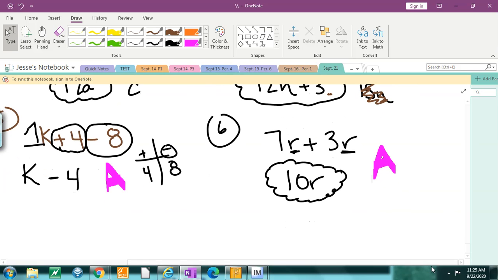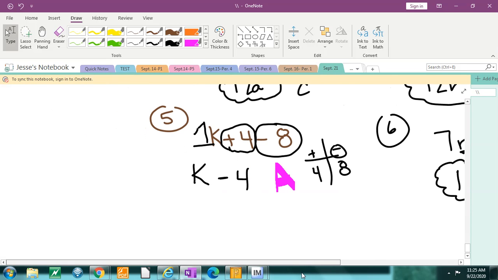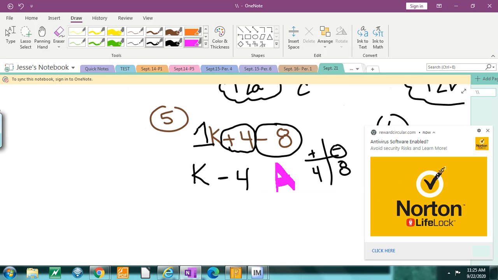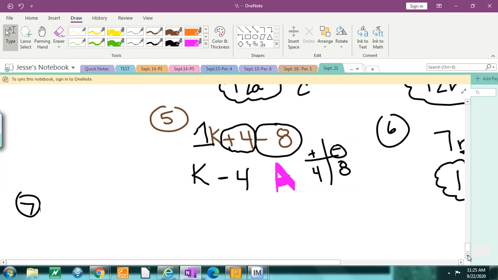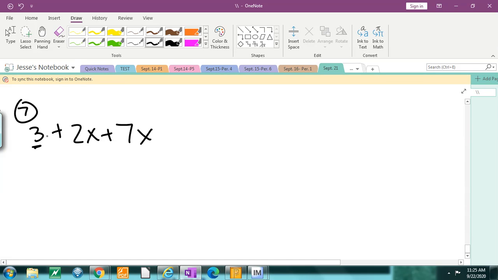So 6. Now how about 7? Let's try 7. Ooh, wait, we're all the way over here. Here we go. 7. Let's take out this advertisement. Okay, 7 is 3 plus 2x plus 7x. Well, see, the 3 has no x. Is there another constant? Nope, so leave it alone.